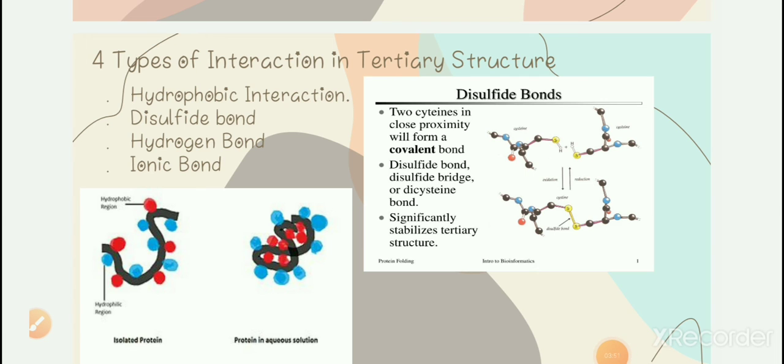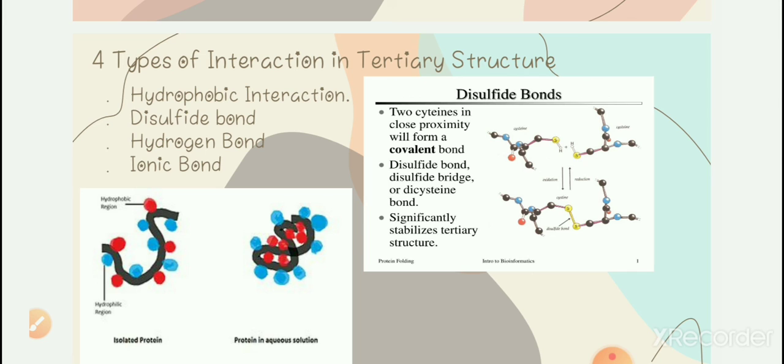Then we also have the hydrogen bonds. We have polar molecules on the side chains of those polar amino acids that can basically interact and form hydrogen bonds with the water molecules that are found in close proximity, and that can stabilize the tertiary structure of our polypeptide. And finally, we can also have ionic interaction or ionic bonds.